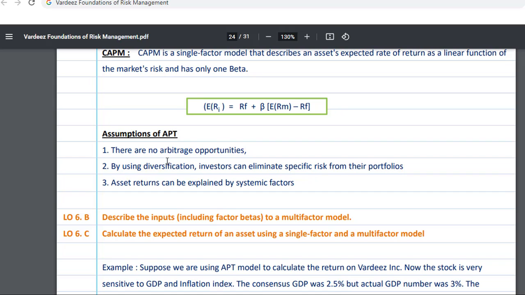Talking about the assumptions of APT: there is no arbitrage opportunity. Of course, it's arbitrage pricing theory, so there shouldn't be any arbitrage opportunity. This is the very first assumption. By using diversification, investors can eliminate the company specific risk from their portfolios. We've already seen this in the last reading. And asset returns can be explained by systematic factors. So these are the assumptions that we need to know for the exam.